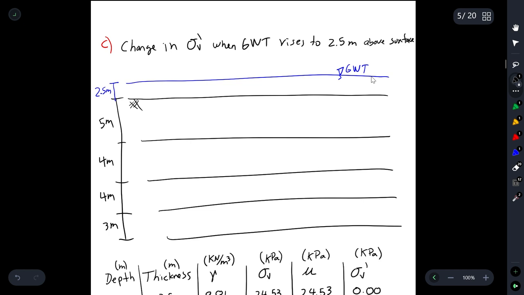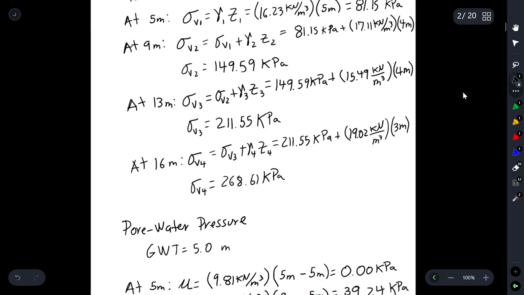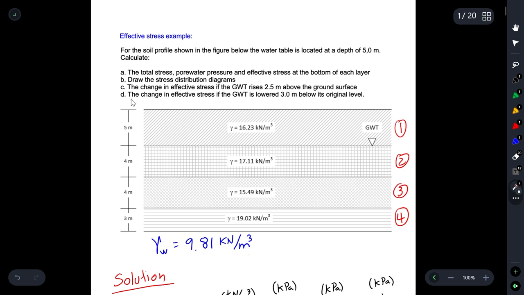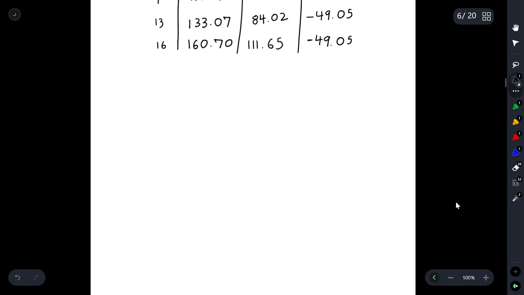Finally, we're gonna go and look into question D. And question D, similar to question C, asks for the change in effective stress, but in this case, the groundwater table has been lowered 3 meters below the original level. So I'm gonna follow the same procedure. We're gonna do a little bit of a drawing of the new condition.